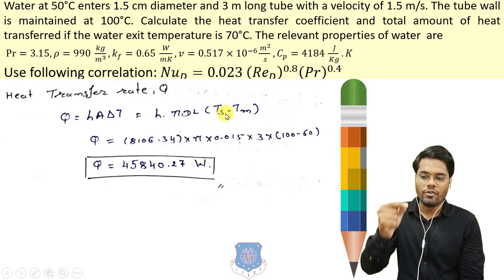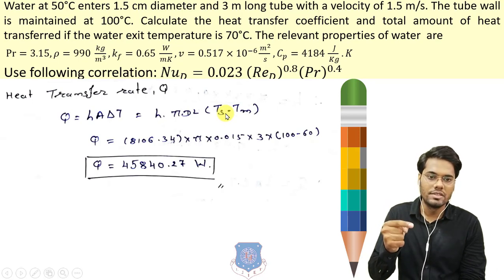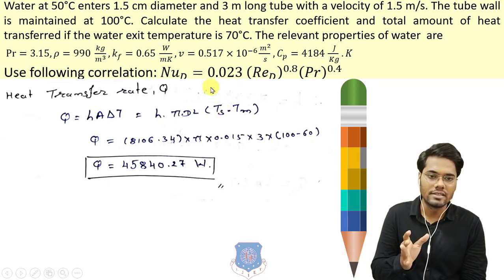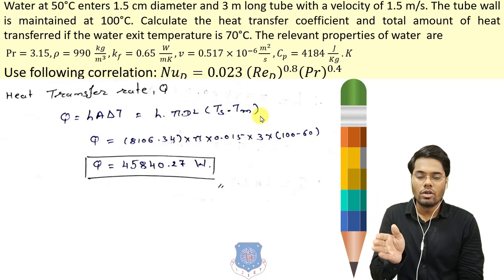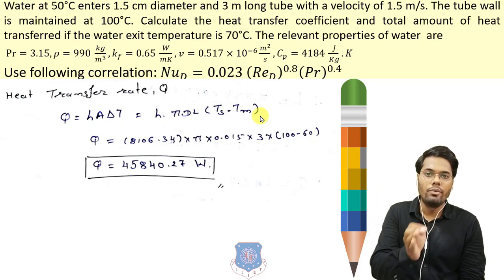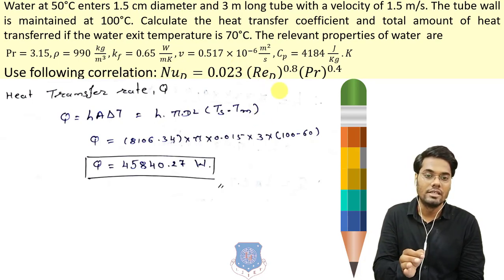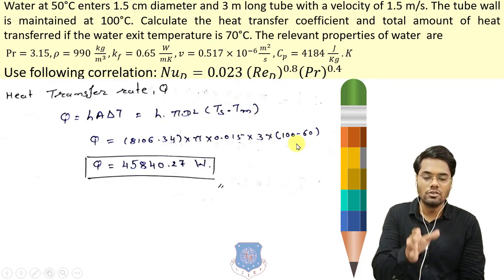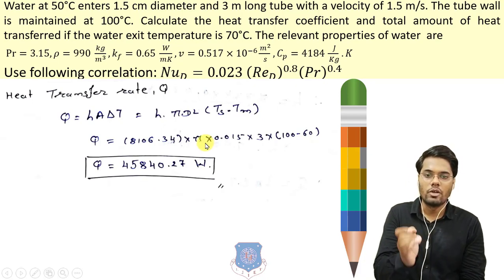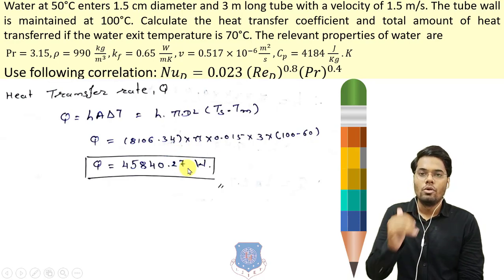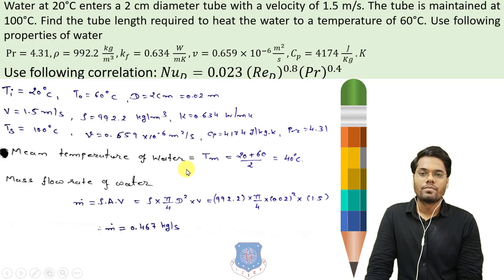Here Ts is the surface temperature of the tube, which is given in the question as 100 degrees Celsius, and Tm is the mean temperature, the entry temperature of the water plus the exit temperature of the water divided by 2, that is 50 plus 70 divided by 2, so 60. So the delta T would be Ts minus Tm, that is 100 minus 60, so 40. After solving this, we will get the heat transfer rate by convection as 45840.27 watt.